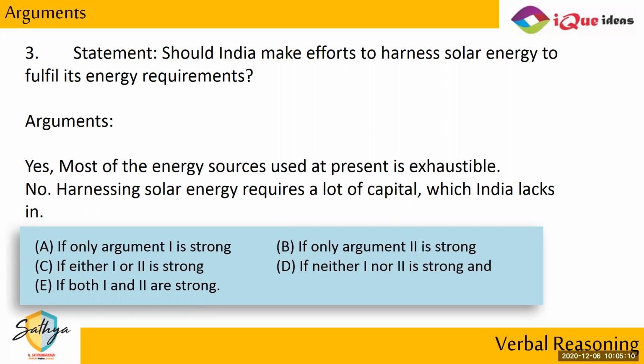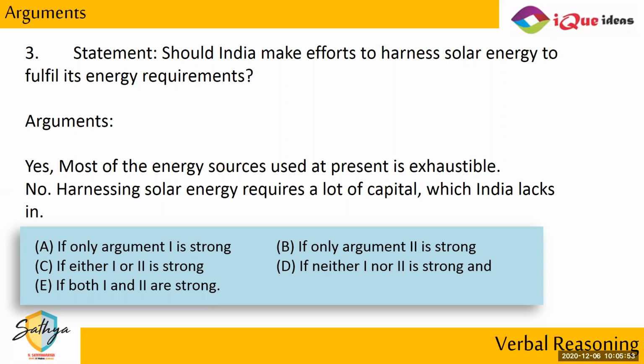Desirability, if energy sources used at present is exhaustible, do we need to make efforts to harness something like solar energy? The answer is yes. Because do we need an alternate? Yes, if energy sources used at present is exhaustible, then harnessing solar energy will make sense. So the first argument is definitely strong. A lot of you have given me that it is not. Why is the first argument not strong? It is definitely strong. If whatever I'm using right now is going to get over, don't I need a new source of energy? Yes, I do. So first argument is definitely strong.